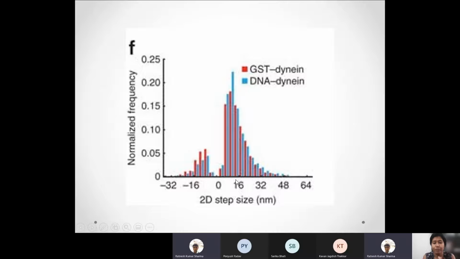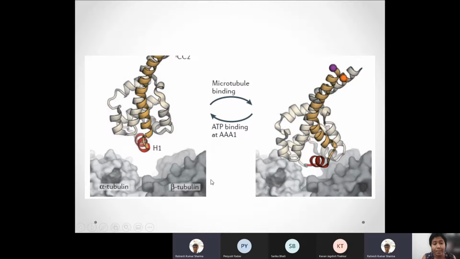So on an average, you can see the step size is about 16 nanometers, which is twice the distance that the kinesin was following. But you can see the step size can go even up to 32 nanometers and sometimes even more. And you see that a considerable number of step sizes are also taken backwards, which again indicates that the dynein motor is unlike kinesin, unlike myosin.